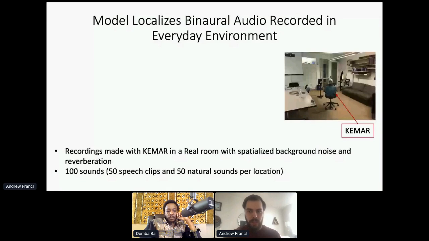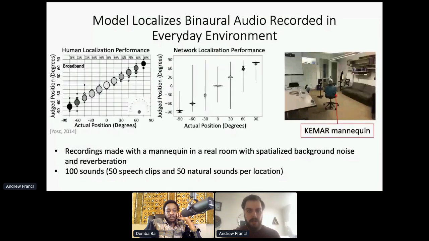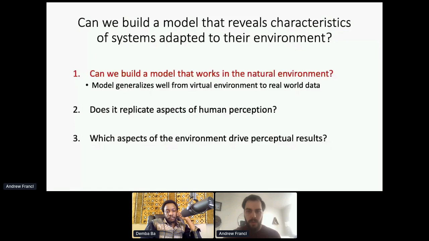And as you can see, our network generalizes quite well to the real world. Our network performance is shown here in the middle. This is a violin plot, or a distributional plot. And human performance is shown on the left just for reference. Actual position of the sound sources is shown on this x-axis, and judged position on the y-axis, where perfect performance is across this diagonal here. So now that we see this, we seem to have a model that can be fit to an environment we control and generalize as well to the real world.